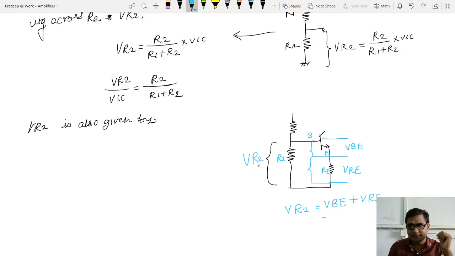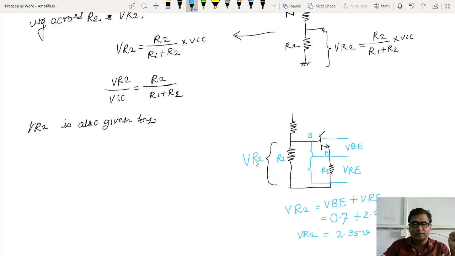Now what's the value of VBE? The transistor in the amplifier is always in the active region. If the transistor is in the active region, the value of VBE will be 0.7 volt if I'm using a silicon transistor. That is most important. If you are using a germanium transistor, then go with 0.3. But now I have a silicon transistor, so I'm writing 0.7. And the value of VRE is 2.25, already calculated. So the value of VR2 will be 2.25 plus 0.7, which is 2.95.